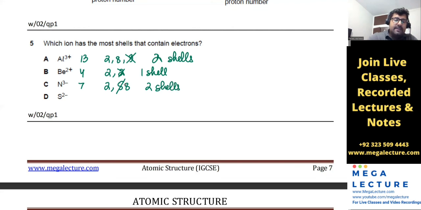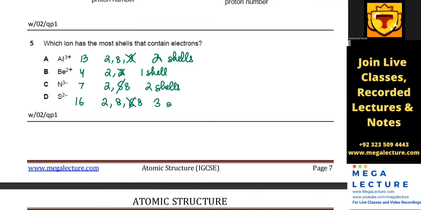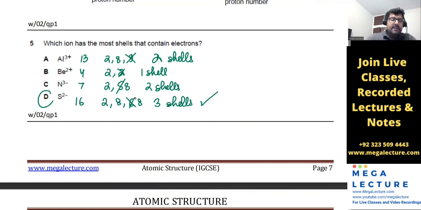Now sulfur has proton number 16. So a sulfur atom has 2, 8 and 6 electronic configuration, but it's got a -2 charge. So what will this become? 8 electrons, right? Yes, sir. So it's got 3 shells, right? So D is the answer, the one that has the most shells.